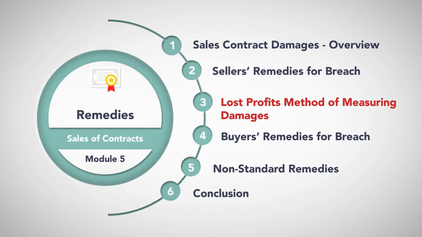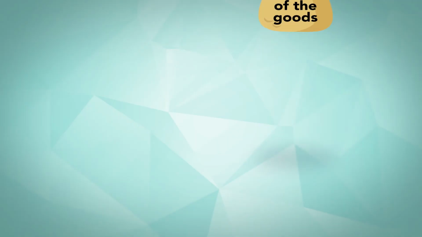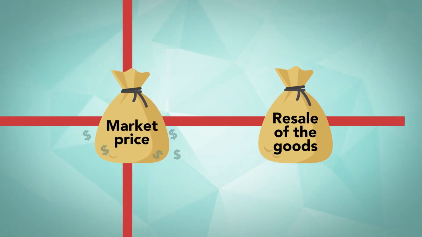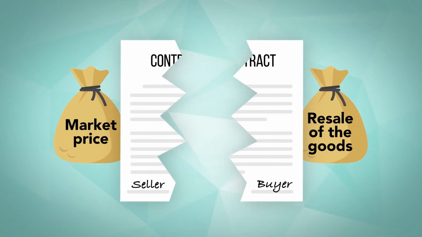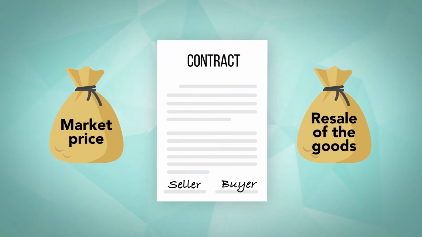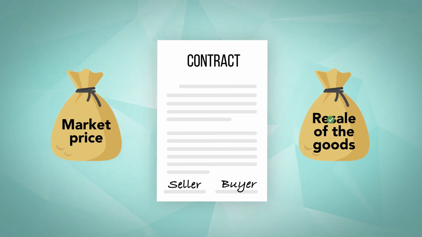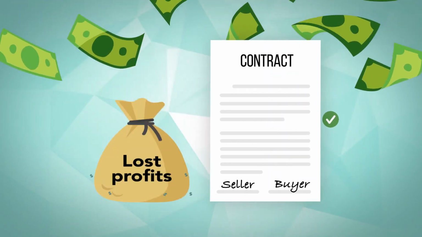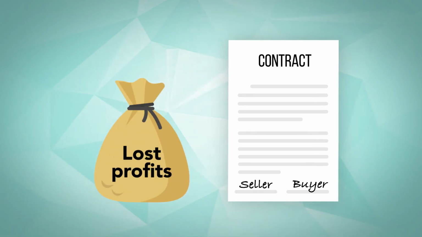Lost profits method of measuring damages. If a seller cannot establish either resale of the goods or market price damages as the damage measure best suited to put him in the economic position he would have been in had the contract been properly performed, he may then, and only then, resort to the damage measure of lost profits from the transaction.